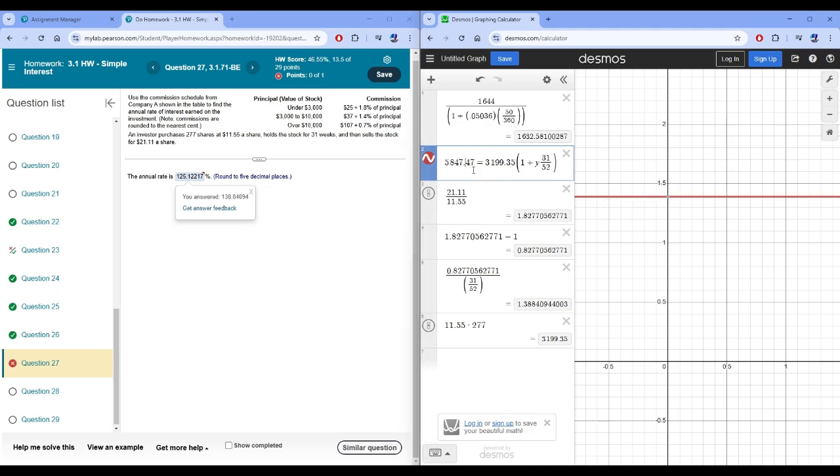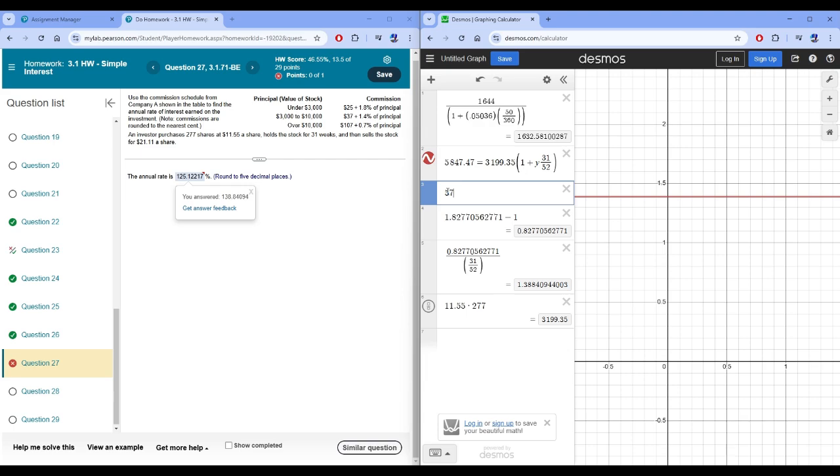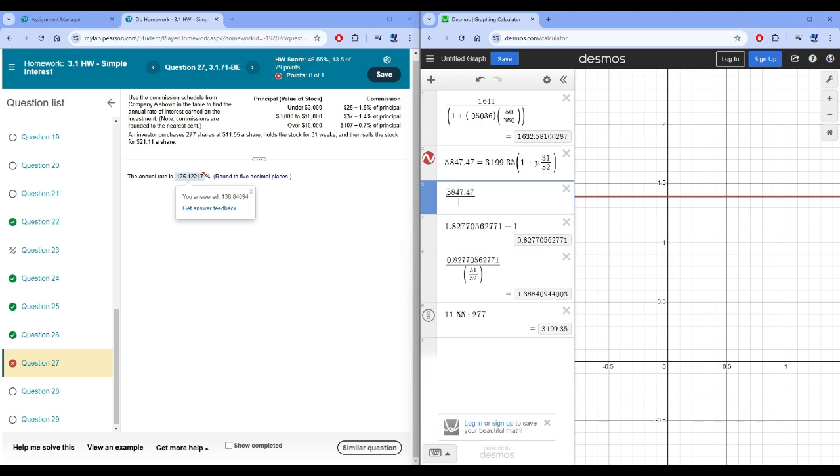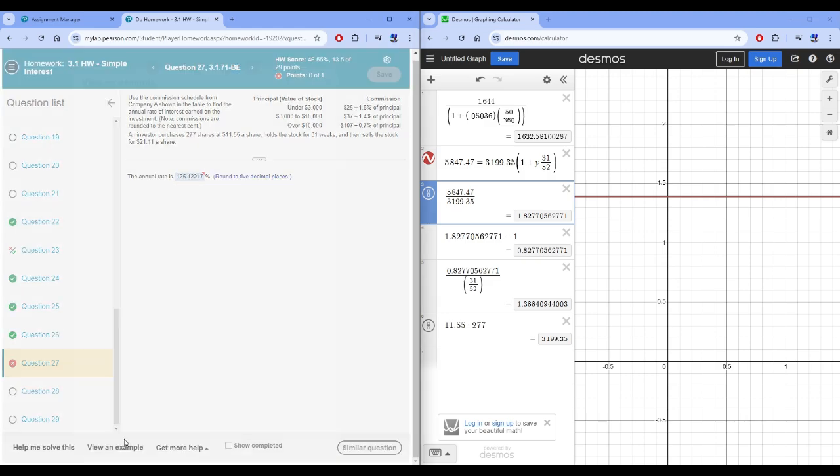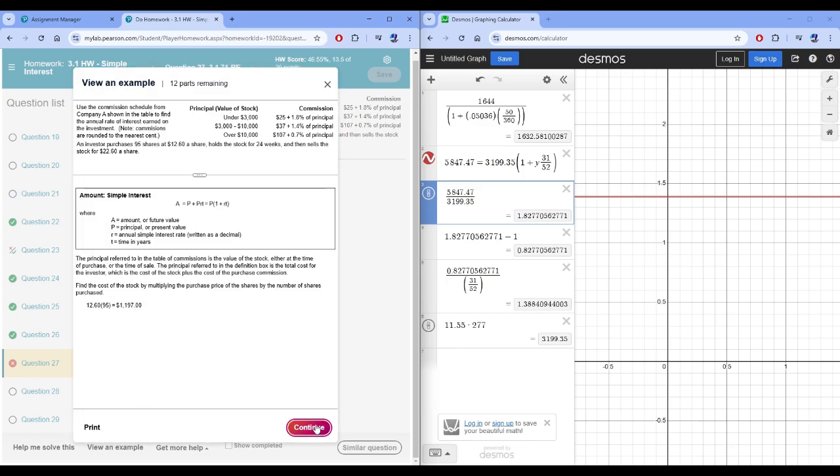So now I'm gonna take... I think I could just do it like this. So let's do the 5847.47 divided by the 3199.35 to get that answer, which is the same exact answer as that. That minus 1 gave me that. That divided by 31. No, I think I did everything right then. Okay.